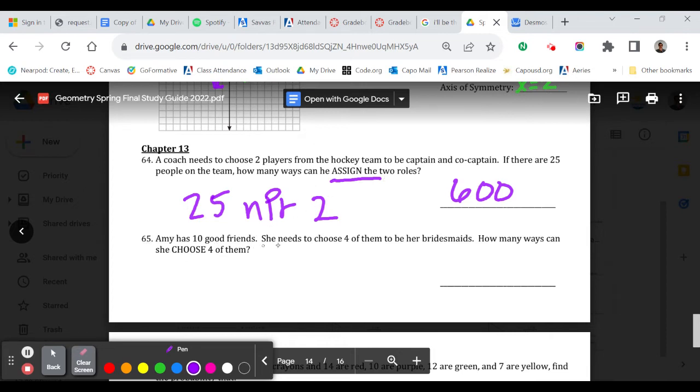So Amy's choosing 10 friends, 4 to be her bridesmaids. Order does not matter. You're either a bridesmaid or you're not. If it said arrange them, then we'd say order matters. So we have 10 C 2. I believe that's 210 off the top of my head. Let me check. Okay, back to it. By the way, this is 4, not 2. And that should be 210. Okay, so 210 ways, 10 friends choosing 4 bridesmaids.